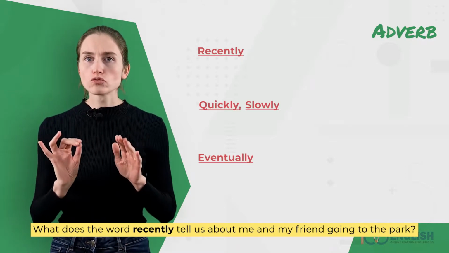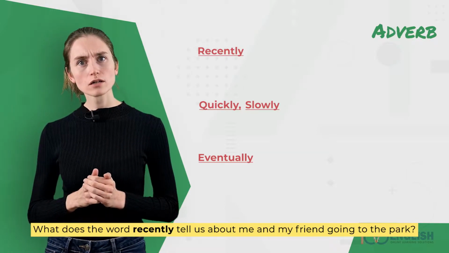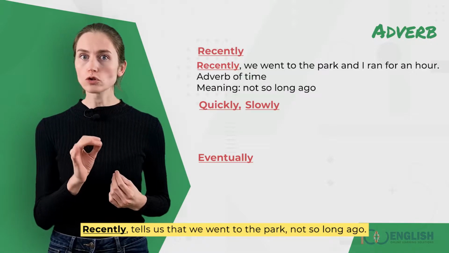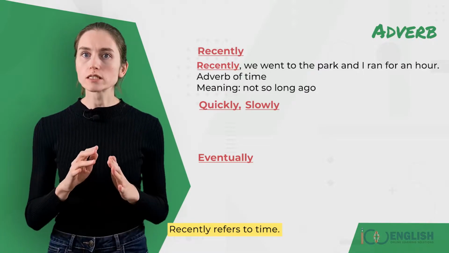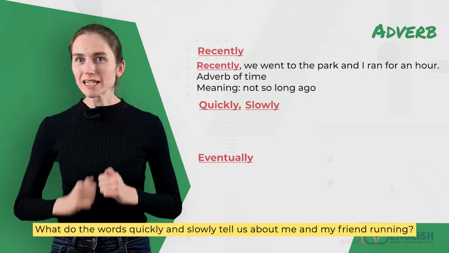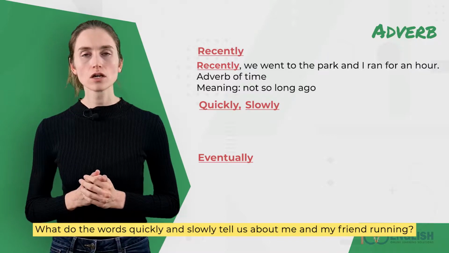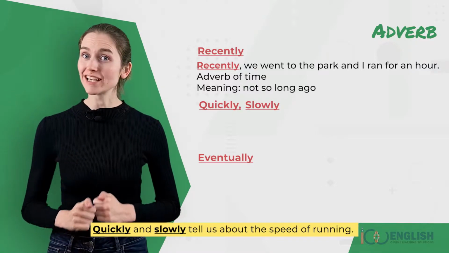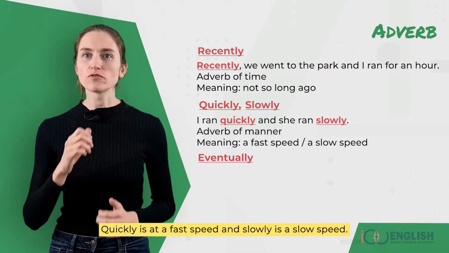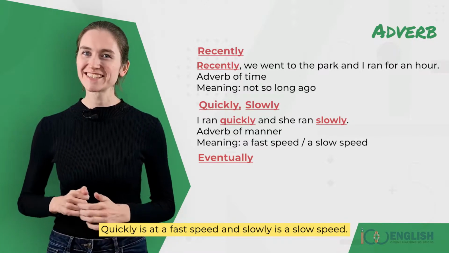What does the word recently tell us about me and my friend going to the park? Recently tells us that we went to the park not so long ago. Recently refers to time. What do the words quickly and slowly tell us about me and my friend running? Quickly and slowly tell us about the speed of running. Quickly is at a fast speed and slowly is a slow speed.